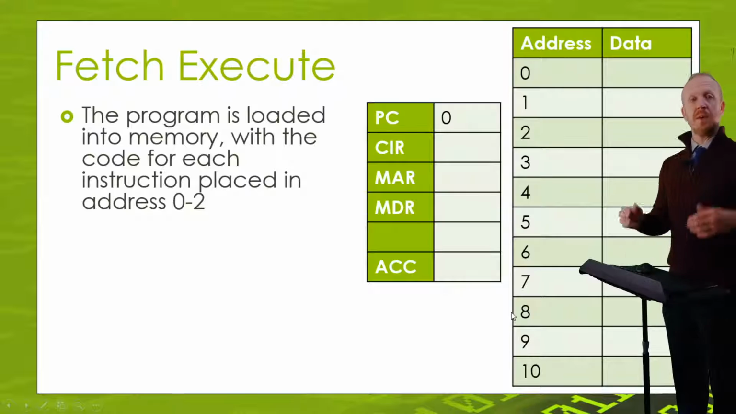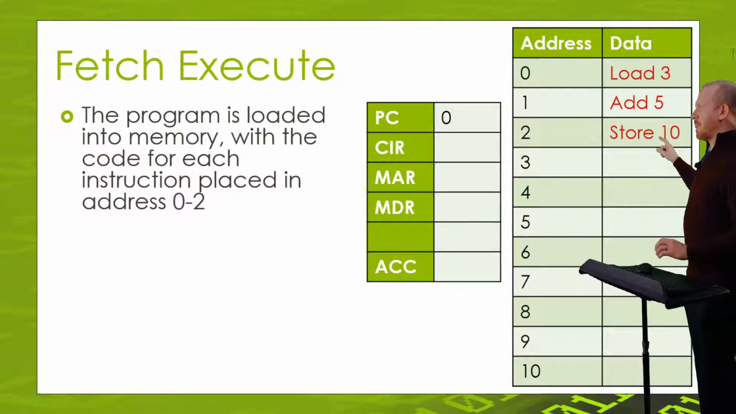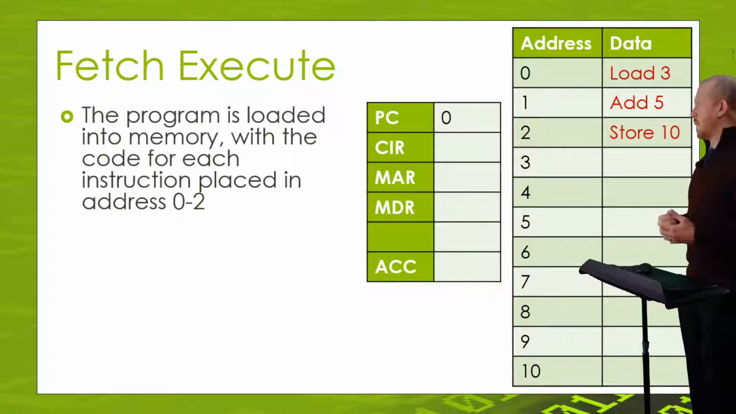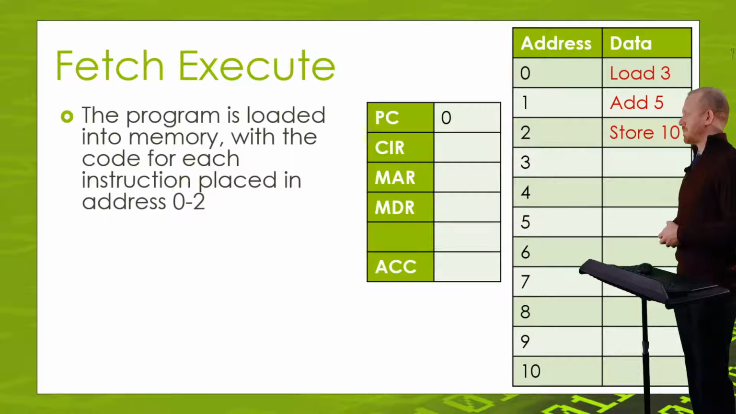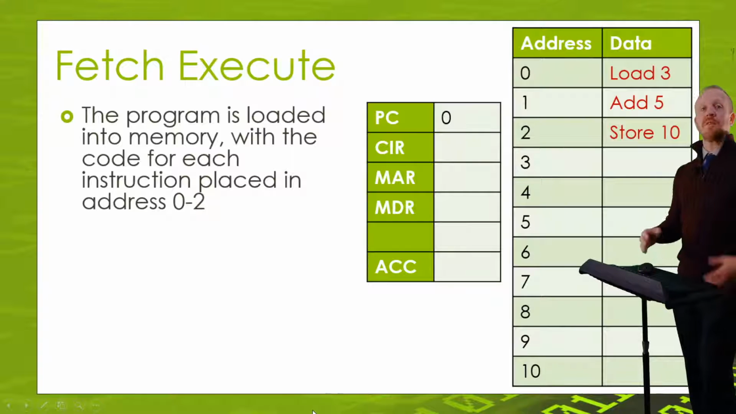So first thing we do is we load that program into memory. So that will appear here. So load 3, add 5, store 10, and they're in address 0, 1, and 2. That's where that stuff gets stored. Then we start the fetch execute cycle.